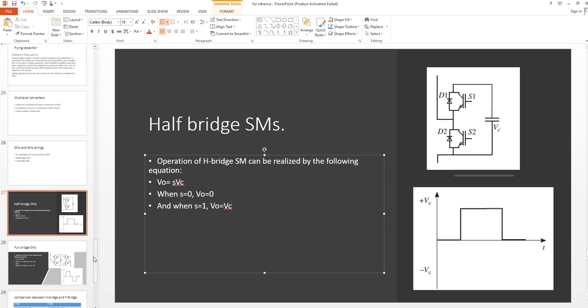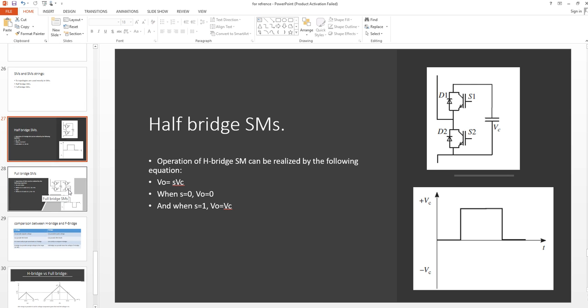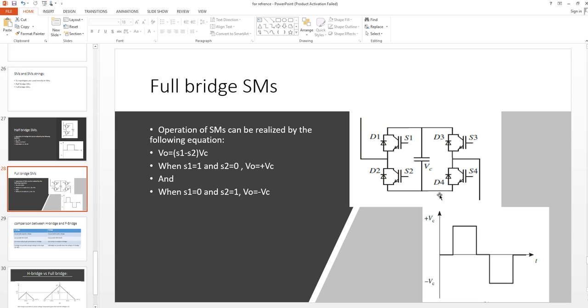So let's see the full bridge submodule. This is the full bridge submodule. It consists of a total of 4 switches with 4 anti-parallel diodes and 1 capacitor connected in parallel across them. Its operation can be realized with this equation. V out, the output voltage, is equal to S1 minus S2 times Vc.